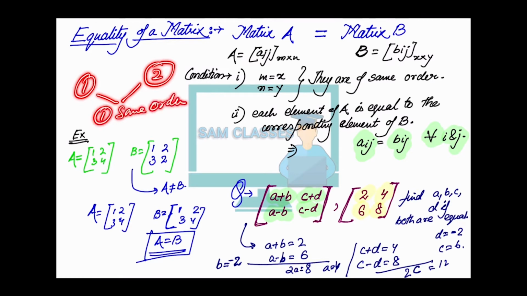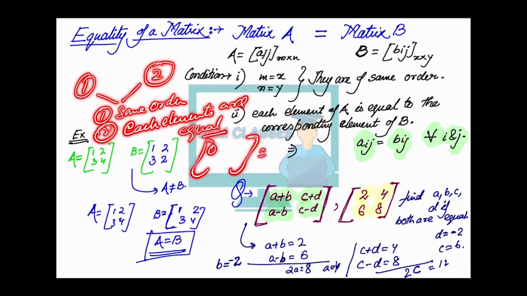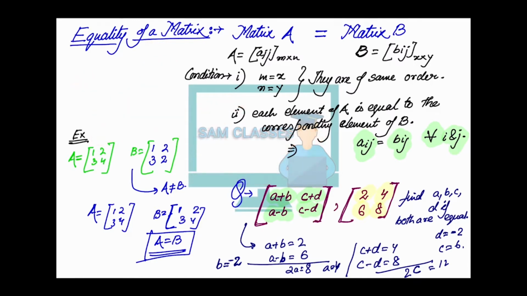Very simple. And second thing, if each element is equal, and their order is also equal. Means the first element of here should be equal to the first element of the other one. So don't get confused. Just equal means what? Each and every corresponding element is equal. Means this first element will be equal to this. This second will be equal to this. This third will be, let's say, equal to this. And this fourth will be equal to this. Okay, students. Let's come to the next part.